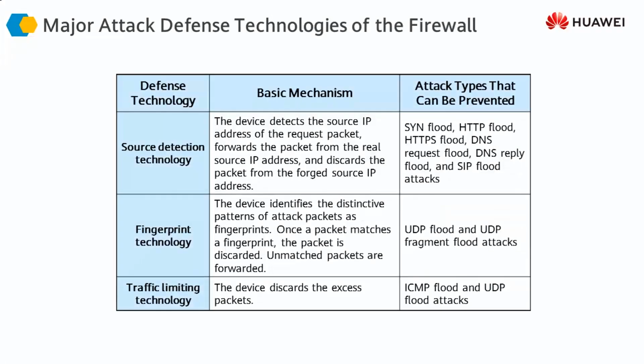The different detection or defense technologies which the firewall uses are the source detection technology, the fingerprint technology, and traffic limiting technologies. These technologies we have already discussed. The only point to understand here is that these technologies can be used for implementing defense against different types of attacks, and the USG firewall supports all these defense technologies.